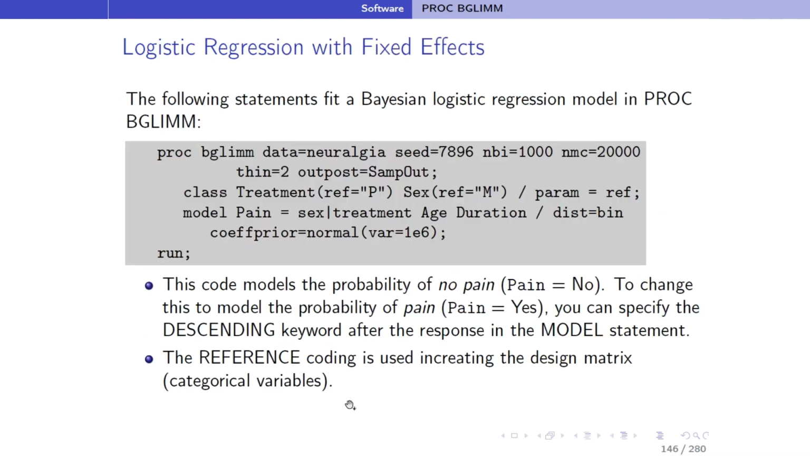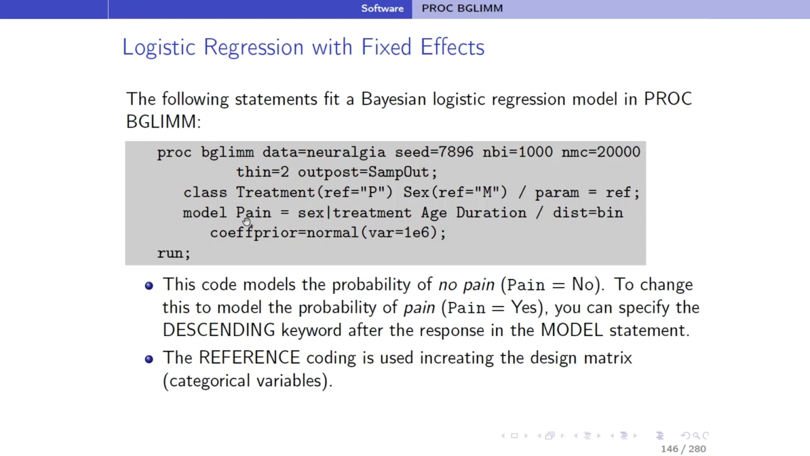So the following fits a logistic regression similar to what I had shown before, and I'm just going to explain them in a bit more detail. The data is the input data set, a random seed, the number of burn-in is 1,000, the number of Markov chain samples is 20,000, and I'm going to thin by 2. We don't have to thin, but I just want to use it to show how to use the syntax. And then the output is equal to a data set, sampout. It's the collection of posterior samples of all the model parameters, the random effects parameters, and so on.